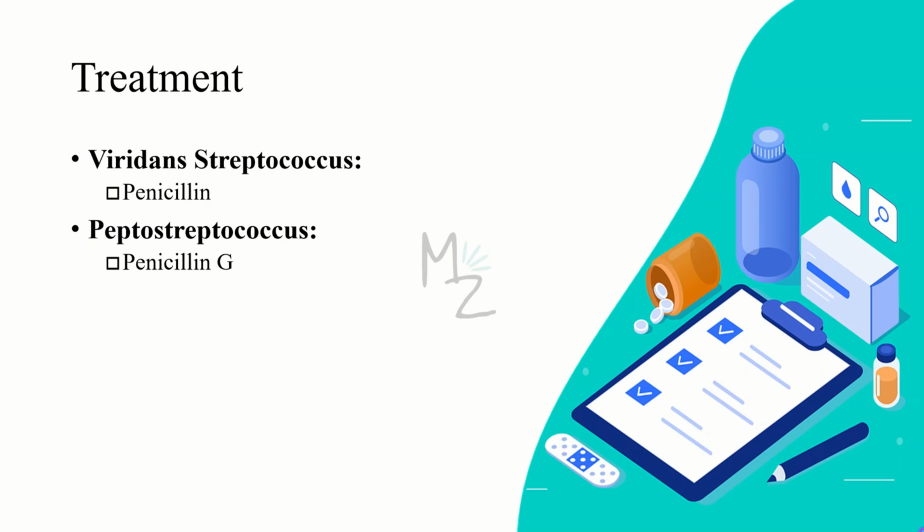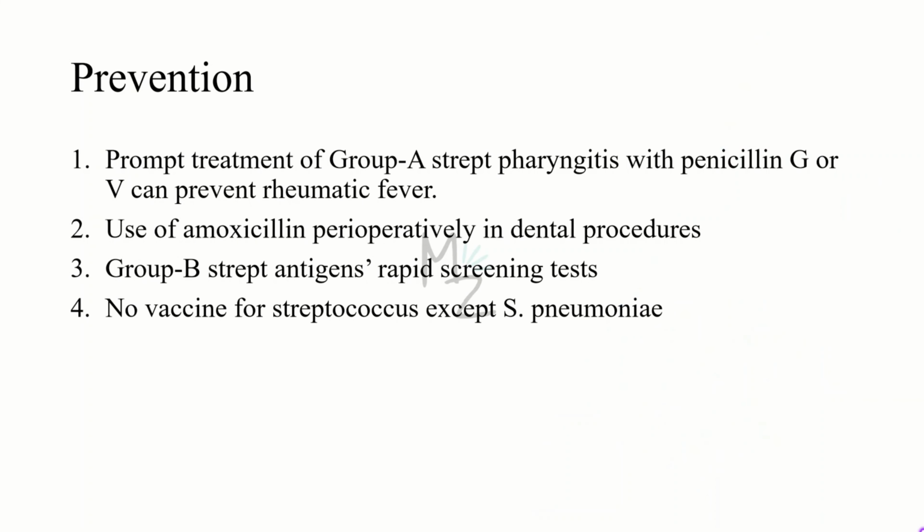The peptostreptococci can be treated with penicillin G. Prevention. Rheumatic fever can be prevented by prompt treatment of group A streptococcal pharyngitis with penicillin G or oral penicillin V. Use of amoxicillin preoperatively in dental procedures can help prevent risk of infections. The rapid screening test for group B strep antigen is also an important tool for preventing the infections. There are no vaccines available against any of the streptococci except for strep pneumoniae.